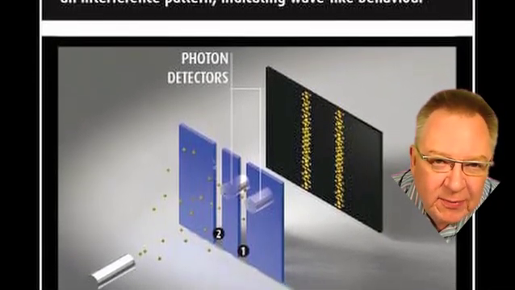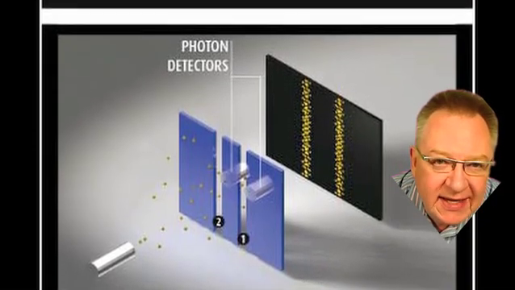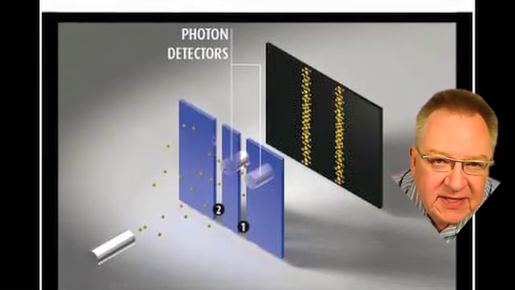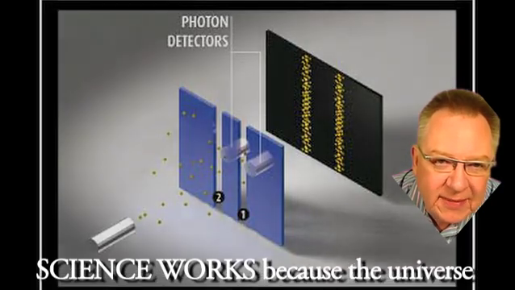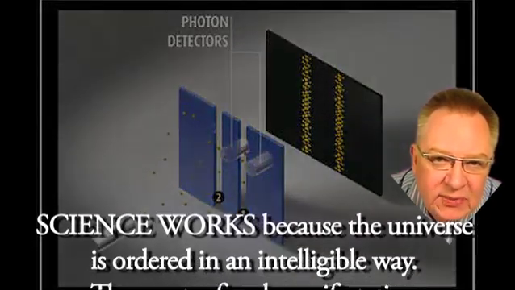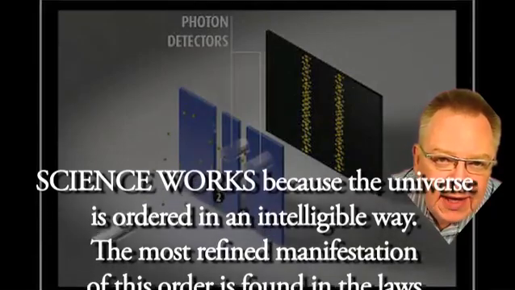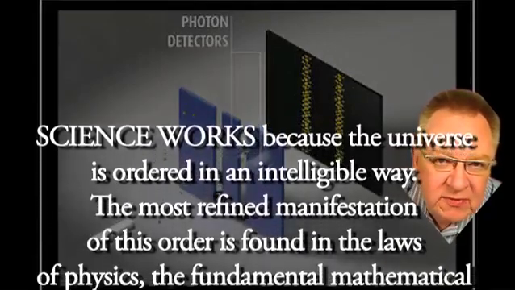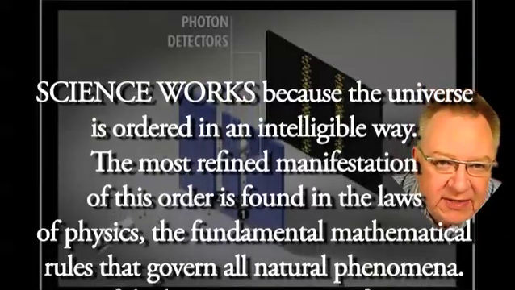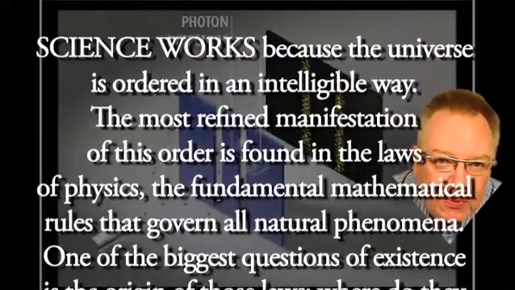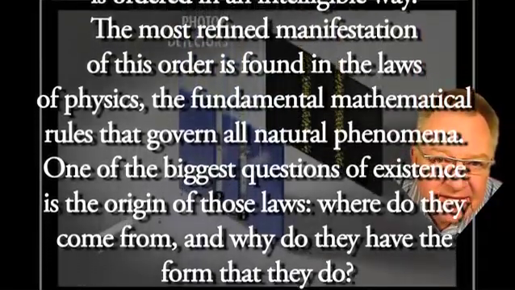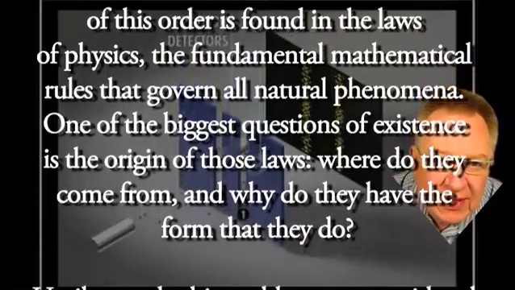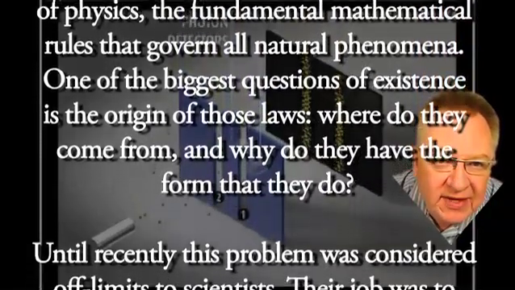The explanatory diagram we're looking at here was attached to a New Scientist article published 2 years ago, written by physicist Paul Davies. This much discussed article of his was called The Flexi-Laws of Physics, and I'd like to quote some from that article. Science works because the universe is ordered in an intelligible way. The most refined manifestation of this order is found in the laws of physics, the fundamental mathematical rules that govern all natural phenomena. One of the biggest questions of existence is the origin of those laws. Where do they come from, and why do they have the form that they do?